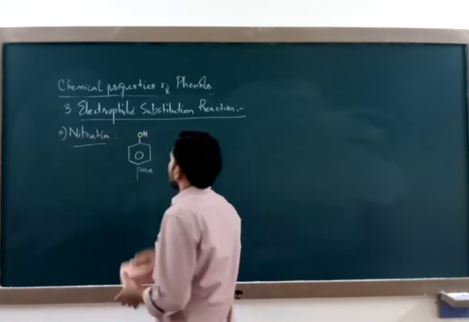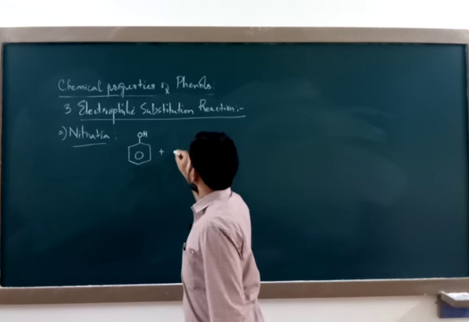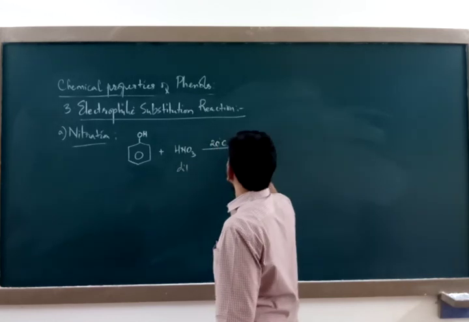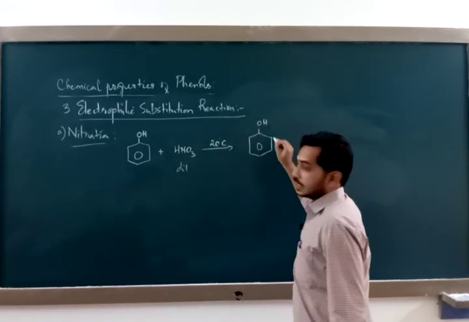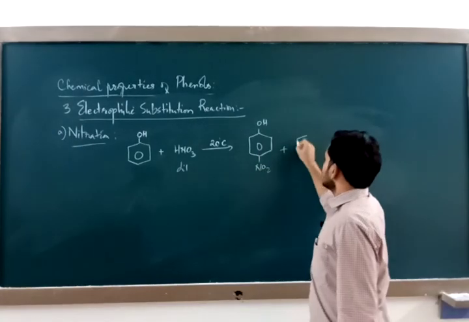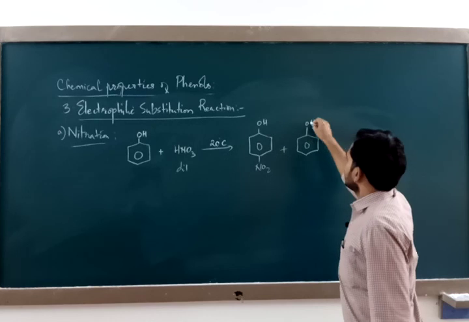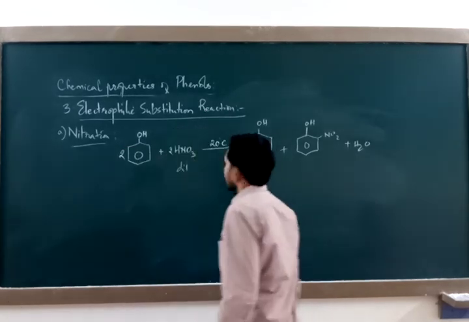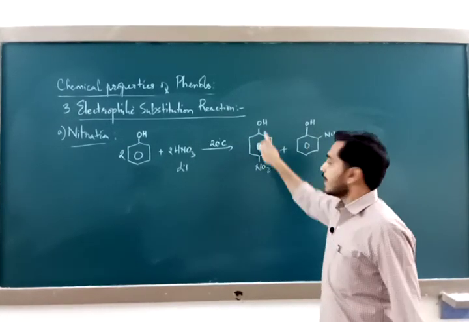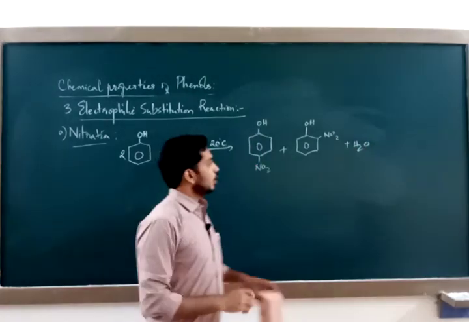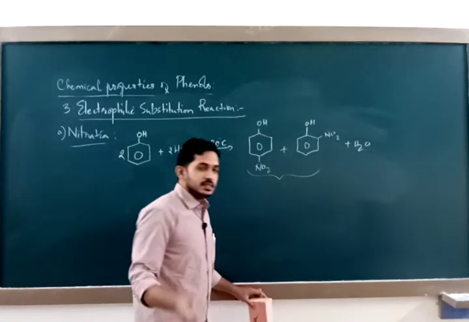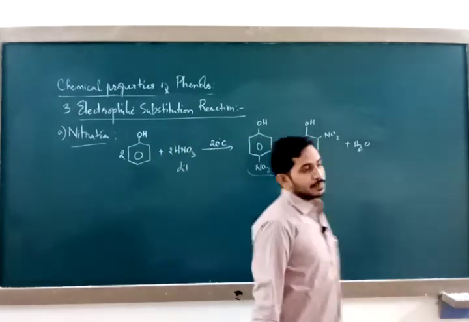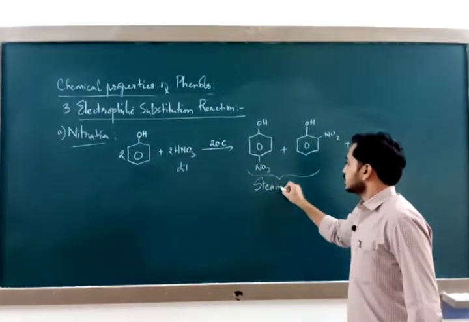So the first one is nitration. In nitration, when phenol is reacted with dilute nitric acid at about 20 degrees Celsius, you will get 2 products: one is ortho and the other is para. One is orthonitrophenol and the other is paranitrophenol. Now these 2 isomers exist as a mixture. Then how do we separate them? You can separate them by a method called steam distillation.